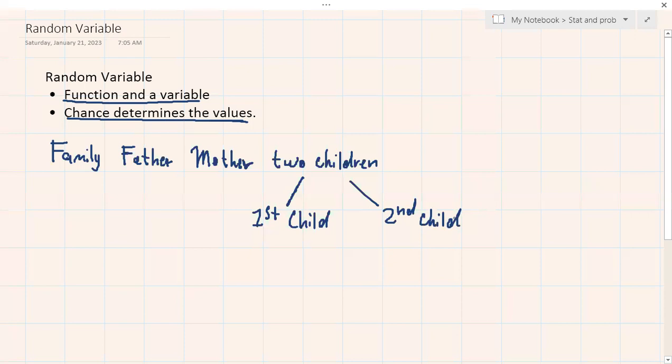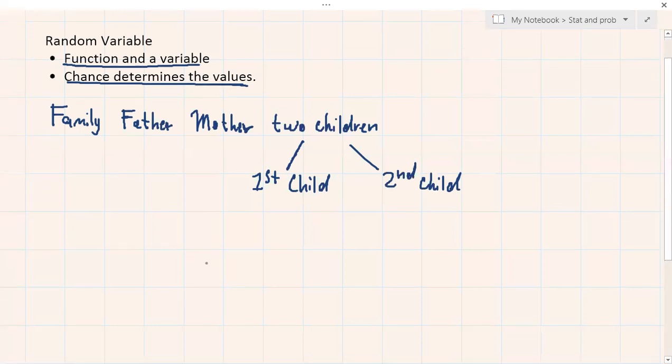Okay. Now, here's the thing. Let's imagine lang, imagine na we don't know kung ano yung gender ng first child and second child. Kumbaga, firstborn na child, ano ba ang gender nito? Then, maybe next year or next 2 years, yung second child, ano kaya yung gender nito? So sabihin natin, we don't know the gender of the two children, the first child and the second child.